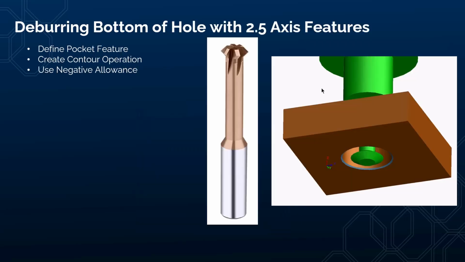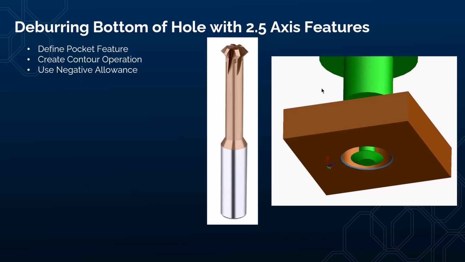For our last tip, we will take a look at how to deburr the bottom of a hole with 2.5 axis features. There are special tools that you can purchase, such as this back chamfer tool that allows machinists to deburr the bottom of a hole. You can see an image of such a tool shown in the slide. In order to do this, you will have to create a user-defined tool, define a pocket feature, create a contour operation, and use a negative allowance. Let's take a look at an example.